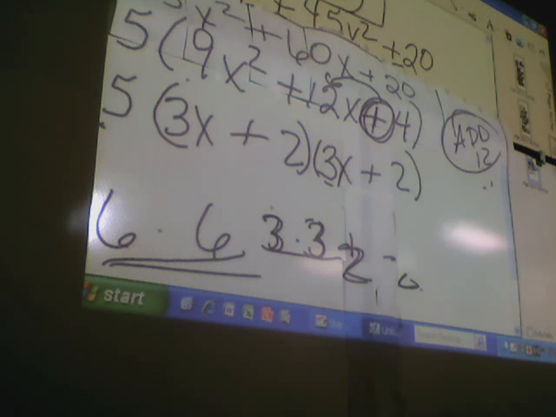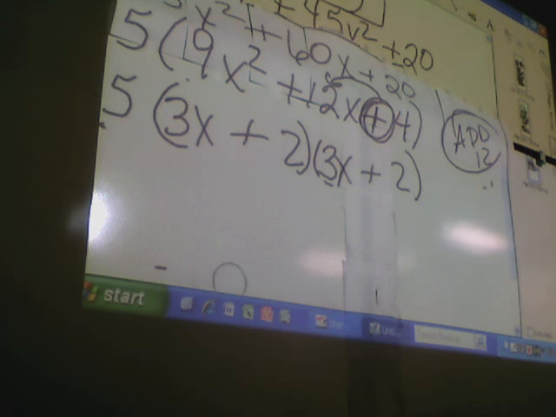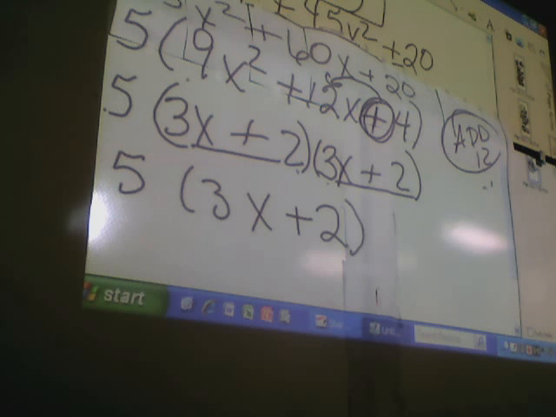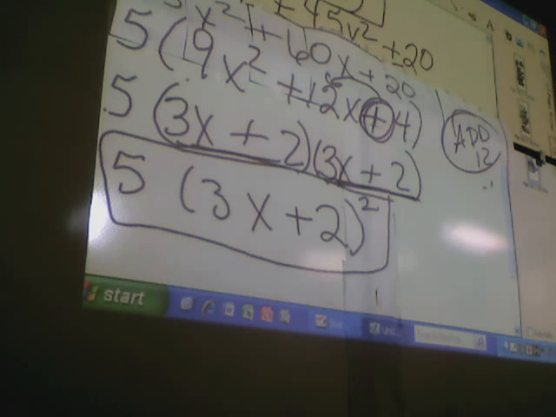So can we go a little farther on that? They don't have anything in common, but because this is the same as this, we can rewrite it as 5 times 3x plus 2 squared. Okay? You don't have to, but it can be done that way. This would also have been correct, leaving it out like that.